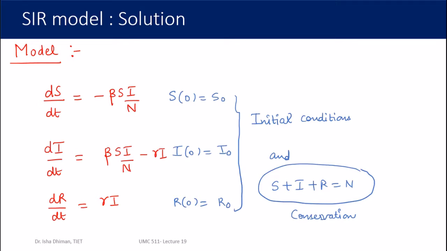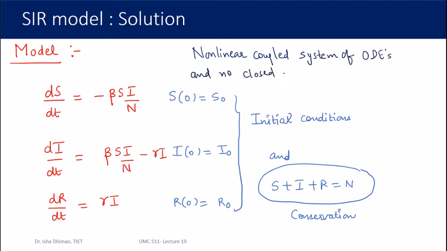So now we'll talk about its solution. So if you look at this model, it is a nonlinear coupled system of ordinary differential equations, and no closed form solution exists. So when it was the case of the population model, the logistic growth or the exponential model, or the linear growth model, there we had just one ordinary differential equation along with one initial condition, and that differential equation was very easy to solve, so we could find the analytic solution. So those analytic solutions are also known as closed form solutions.